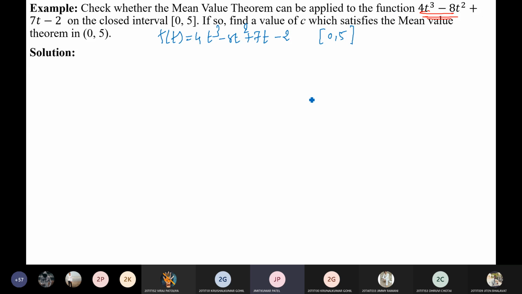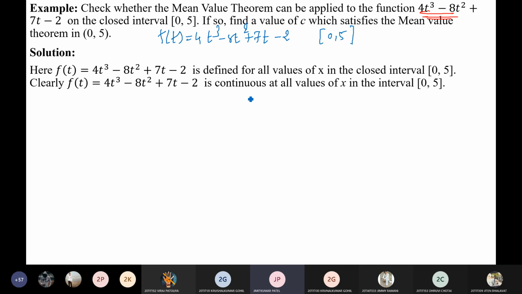Okay, other students, please look here. So f of t is equal to 4t cube minus 8t square plus 7t minus 2, and it is defined for all values in the closed interval 0 to 5. So there is no problem for the values of 0 to 5. The first step is completed, and the second step is also completed, because it is a polynomial function.